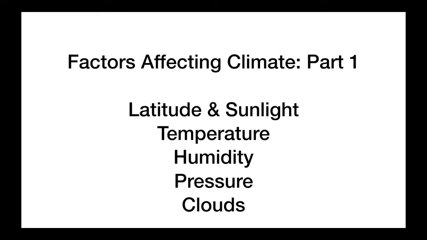Today we're going to be talking about some different factors that affect climates of a region, why climates are the way they are based on these different things. We're going to talk about 5 different factors today, which is latitude, and related to that is the amount of sunlight that a place receives. We're going to talk about temperature, humidity, pressure, and clouds.